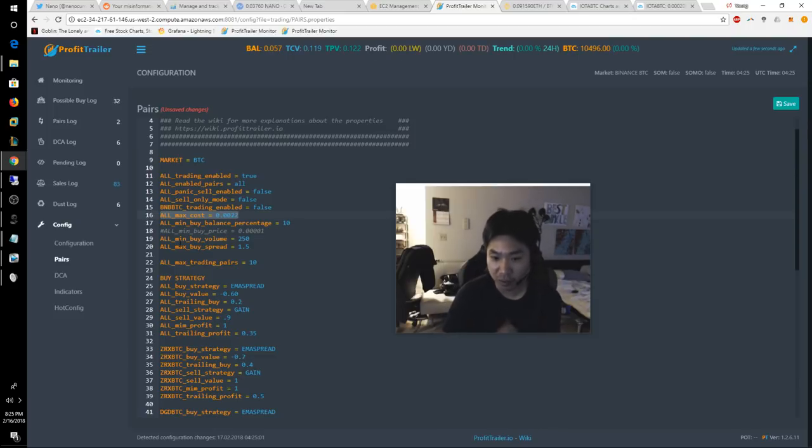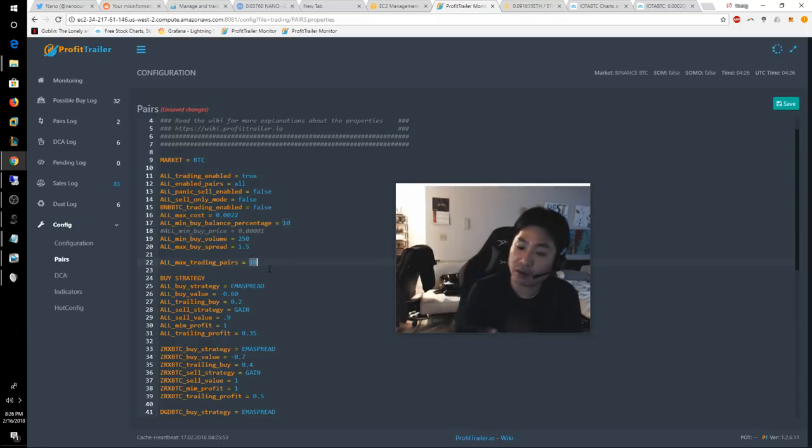Okay, the initial purchase. You want to be as close to the minimum trade that Binance offers, so you don't want to exceed that. I feel like the best strategy behind ProfitTrailer is to have as many pairs as possible and try to rotate through those pairs as much as you can with the smallest amount possible. I would just increase the pair amount. So I'll increase this to 20, 30, 40, 50, etc.